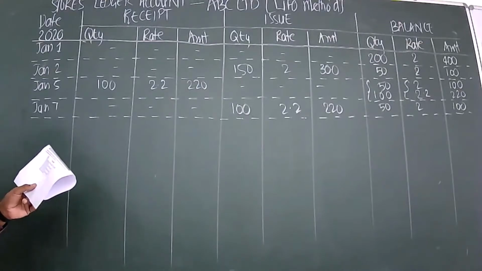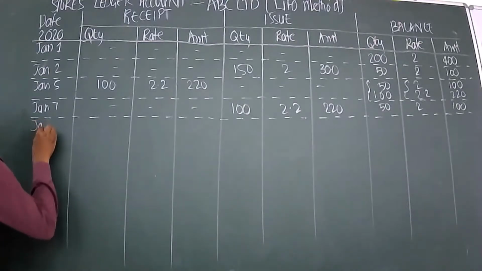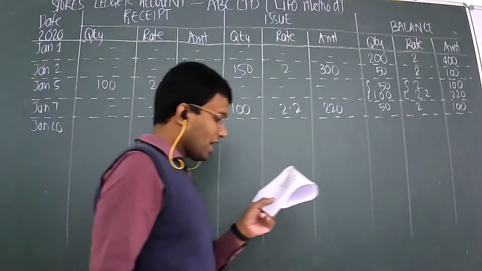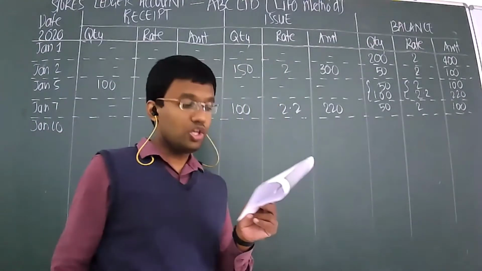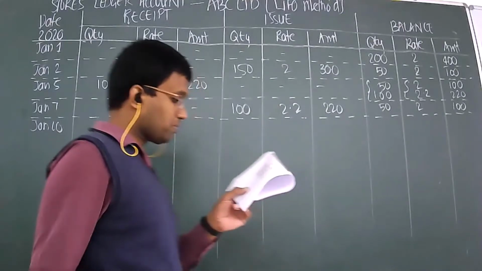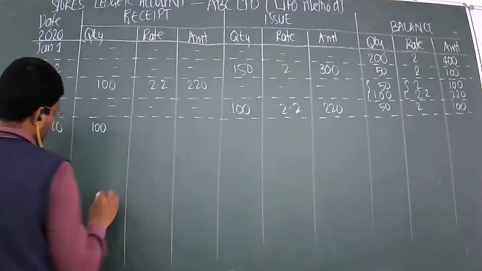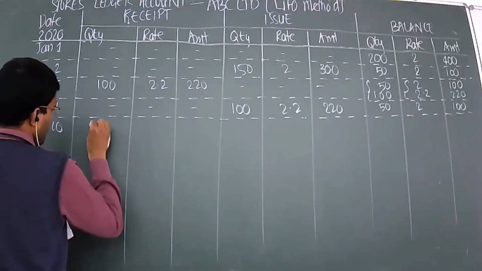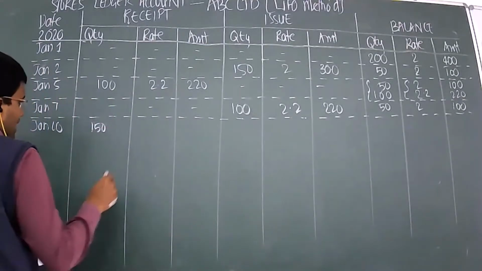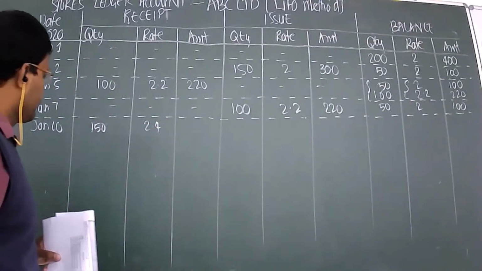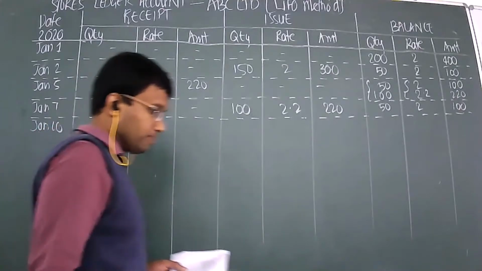Now let's look at the next one, Jan 10th. Now what is happening on 10th of Jan? On 10th of Jan, you have purchased 150 units. You're carrying out a fresh purchase, and you're purchasing 150 units, and this was bought at 2.4.